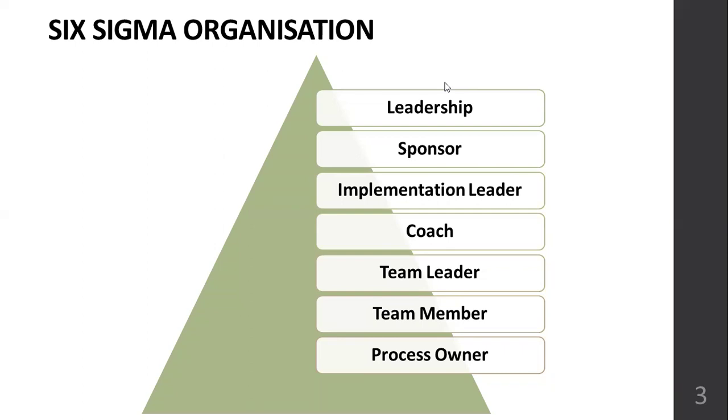So next is the team leader. Team leader and team member we will do together, because just imagine there are seven participants in this class. All seven of you are in the same Six Sigma project. I will appoint one of you as a team leader, because I don't want to go to each one of you and give the same guidelines or repeat the same thing. I will just talk to the team leader.